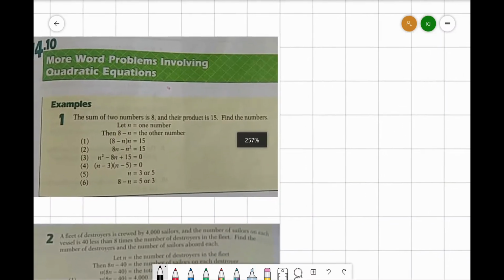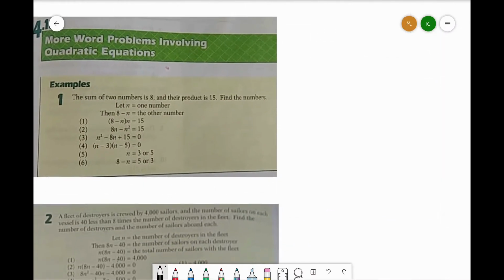If the sum of two numbers is 8 and the product is 15, we need to find the numbers. So we're going to want n to be equal to one number, and 8 minus n to equal the other, as the sum of the two numbers is going to be 8, which means if we're finding the two numbers, we want to take 8 and subtract n in order to figure out what it is. The product is going to be 15, and product means we're multiplying, so 8 minus n times n is going to equal 15.